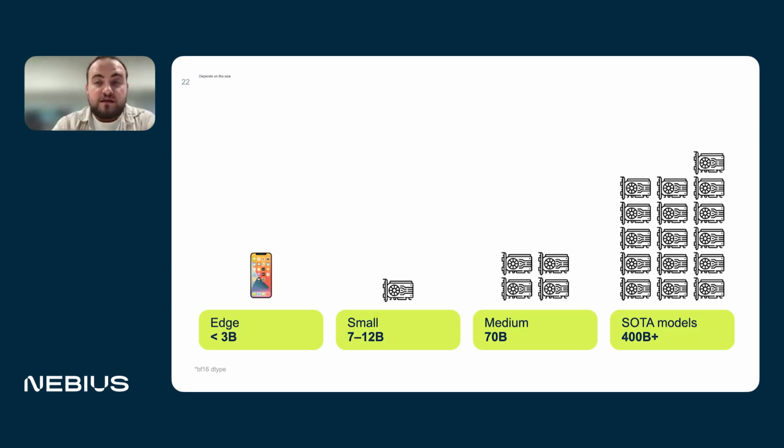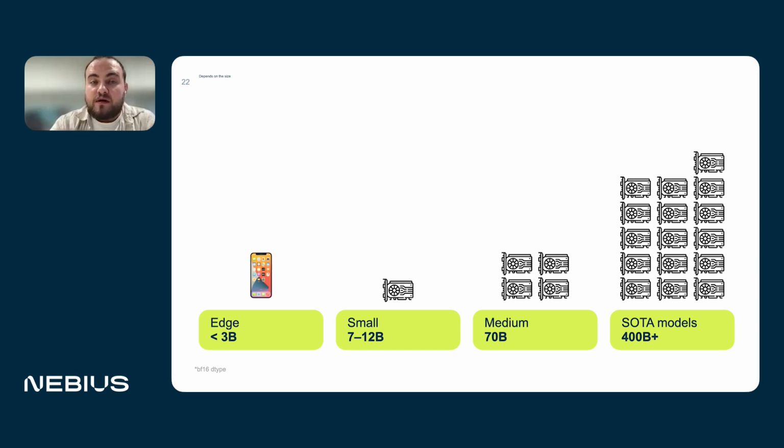And why is this happening? It's just because you need a different amount of compute to run each model. If we're talking about models that are less than 3B, and we see that many such models were released not so long ago, these models can basically be fitted onto edge devices. So you have your iPhone or Android phone, and if it has the latest chip, it can probably run these models within the device.